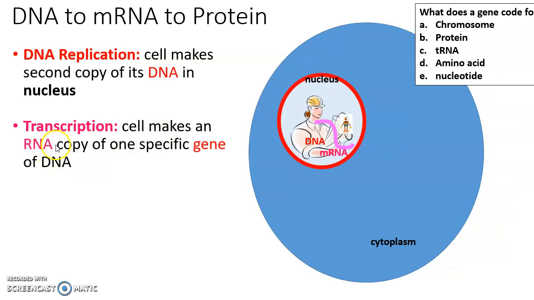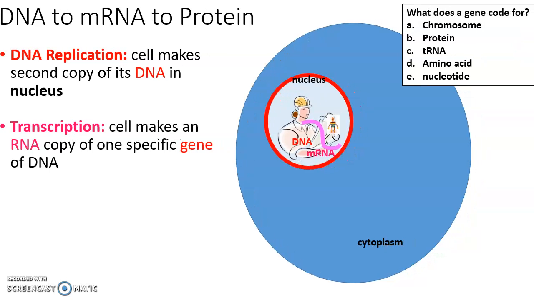Transcription is making the messenger RNA copy of one gene only, so just a tiny part of the DNA. And what does a gene code for? Chromosome, protein, tRNA, amino acid, nucleotide. I hope you chose protein.